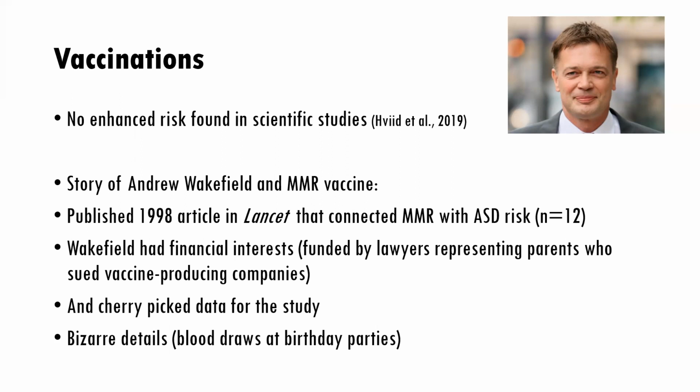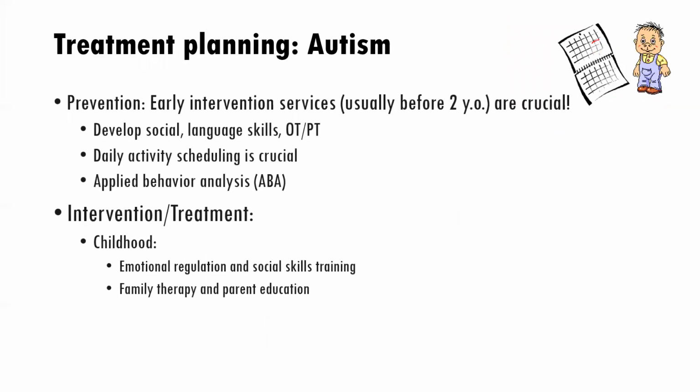There was a Brit called Andrew Wakefield. He was a British doctor. He published a '98 article in The Lancet that connected MMR with autism risk with a very small sample size, 12. Okay? Note that Wakefield had financial interests. He was funded by lawyers who represented the parents who sued vaccine-producing companies. Okay? He also cherry-picked data for the study, and most curious of all, his study was based on data from really bizarre blood draws. He would do blood draws at his child's birthday parties of other children and use their data for the study. Very strange. So no, there's no evidence of the MMR vaccine being connected to autism, despite what you might read in popular culture and media.